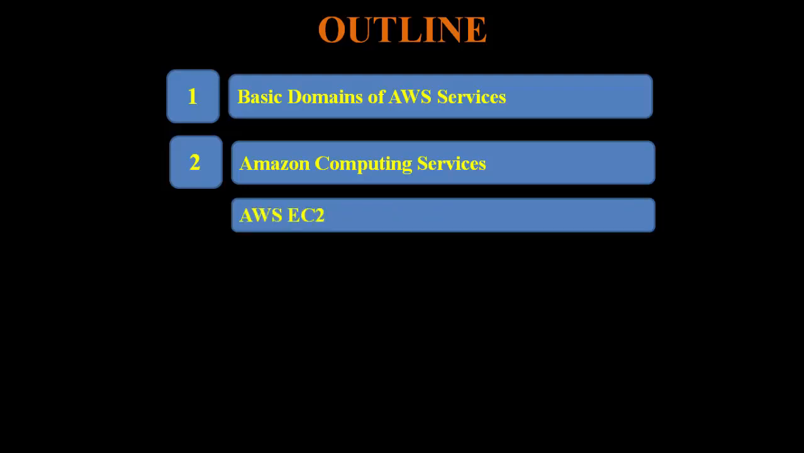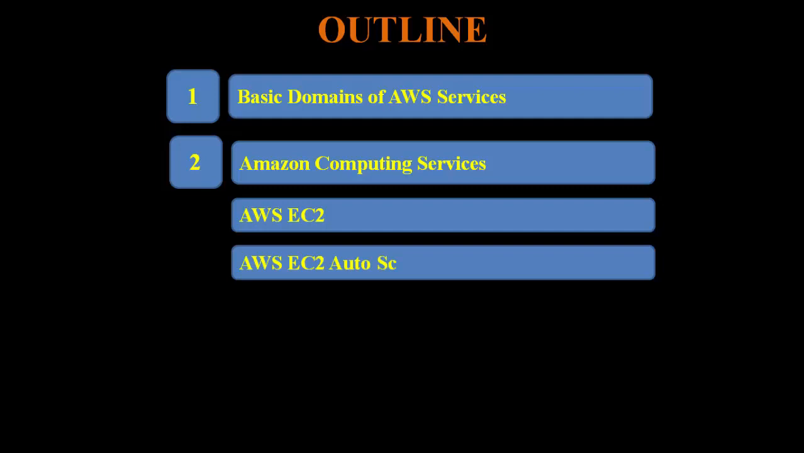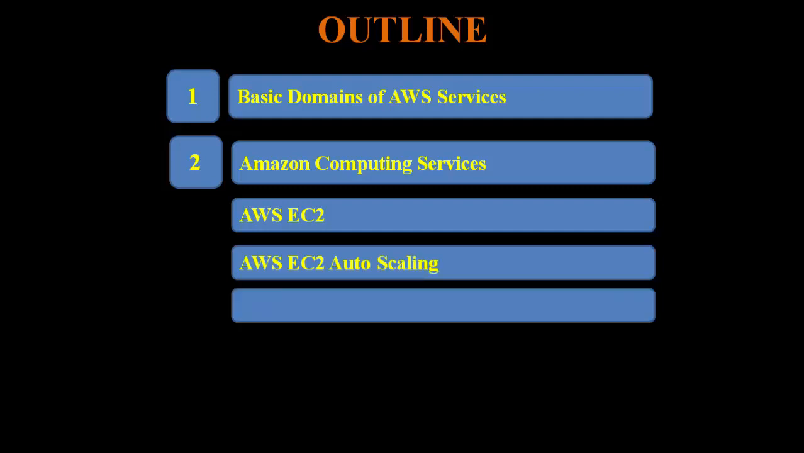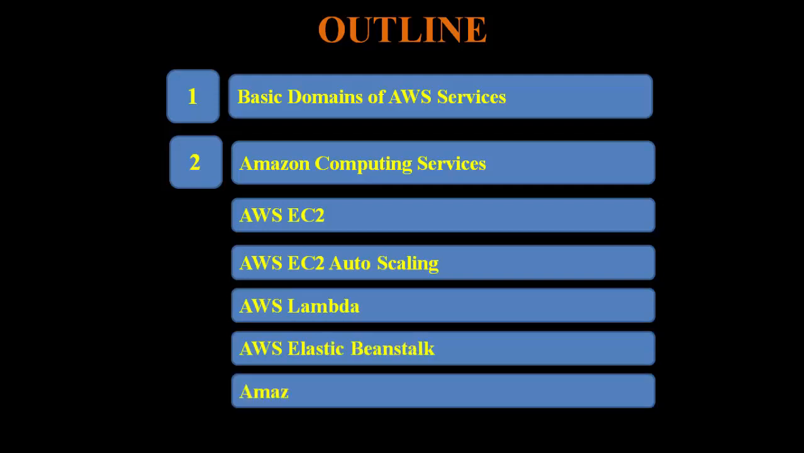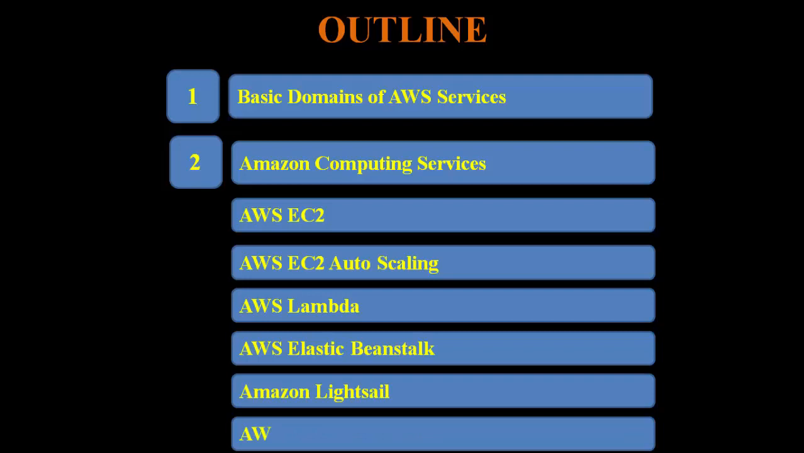The first service is AWS EC2. Second, AWS EC2 Auto Scaling, AWS Lambda, AWS Elastic Beanstalk, Amazon Lightsail, and last we'll discuss AWS Batch. These are all the various services in the compute domain. So we'll discuss all the services in detail.